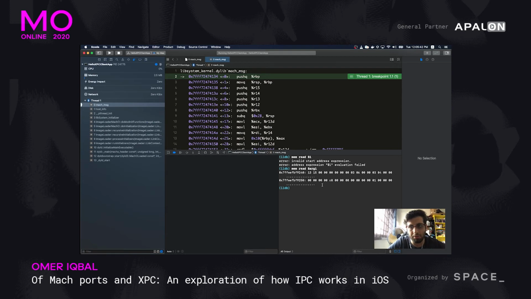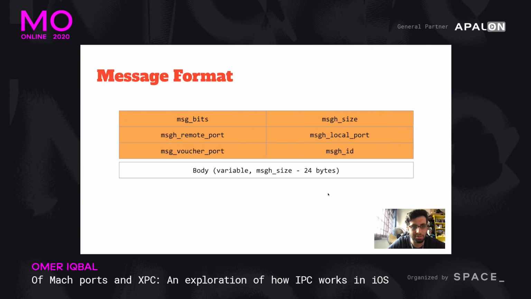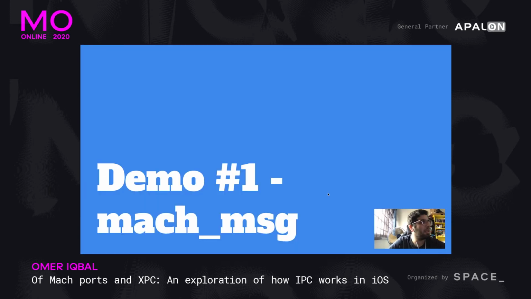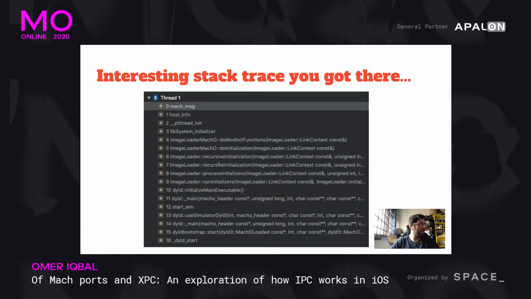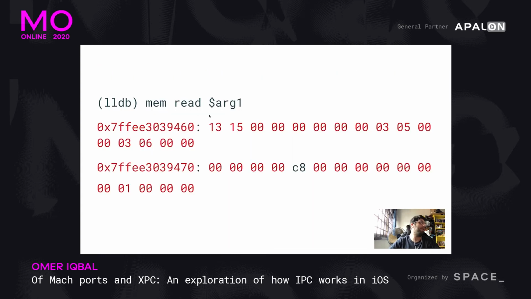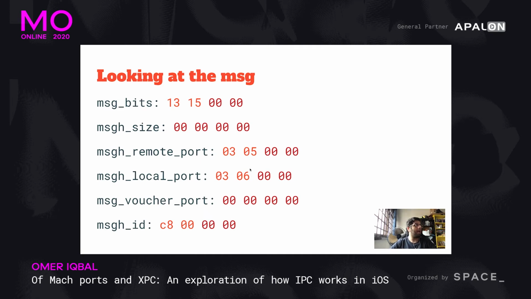What I'm going to do is go back to the slides where I've actually parsed this for you guys. You don't have to parse it mentally. So this is the host info thing we talked about earlier. And here we can see the same stack trace that I showed you earlier. Host info will call the Mach message. Here's the bytes again that I showed you earlier, and we just took those bytes and put them in our message format. So this is what we get.